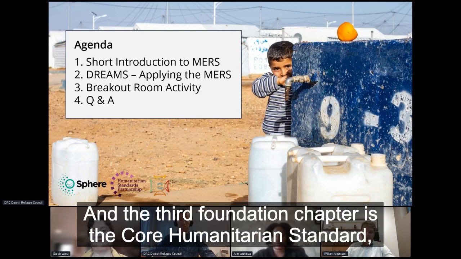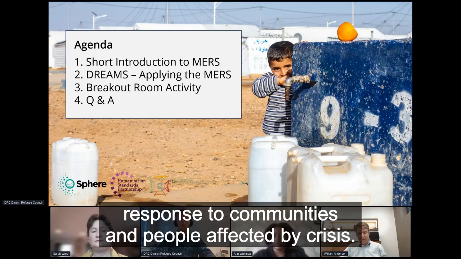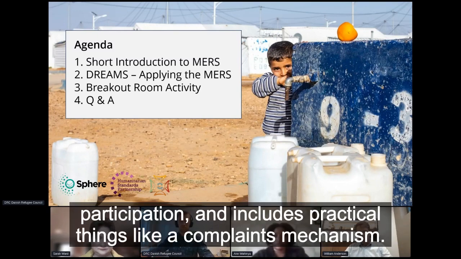And the third foundation chapter is the Core Humanitarian Standard. And this provides 9 commitments made by organizations involved in disaster response to communities and people affected by crisis. And it includes, for example, commitments about appropriateness, relevance, timeliness, participation, and includes practical things like a complaints mechanism.